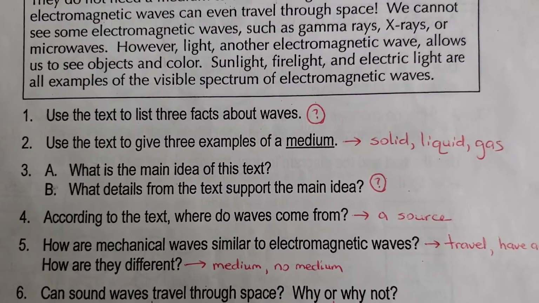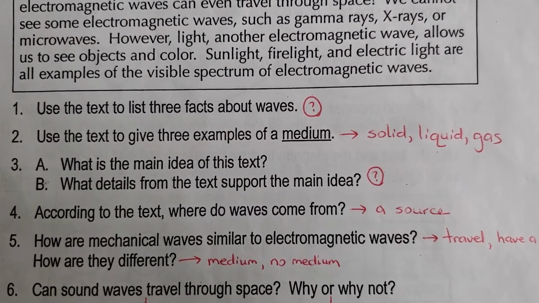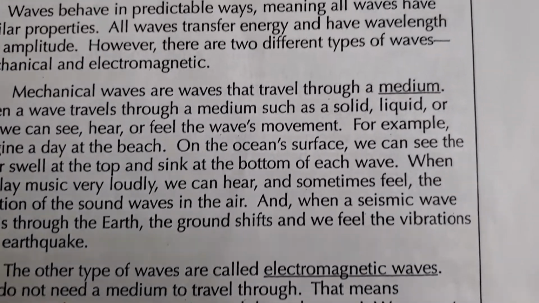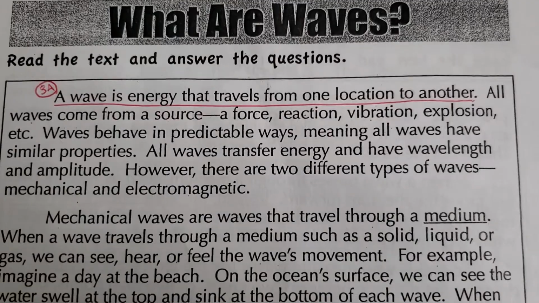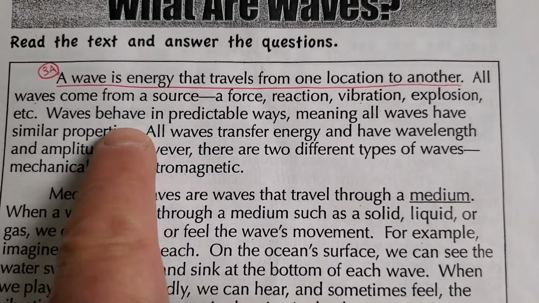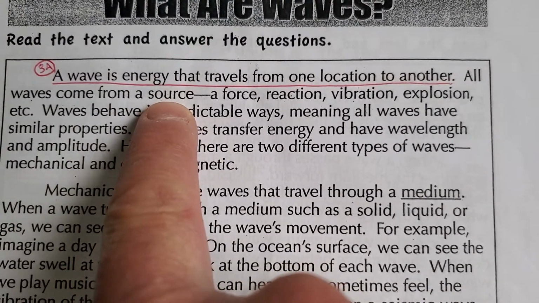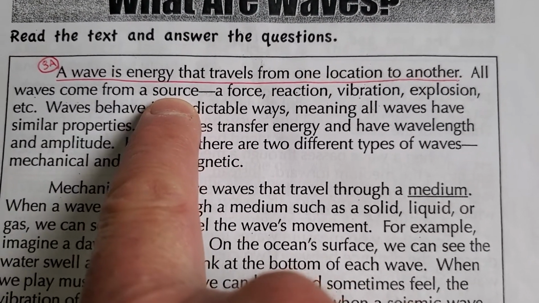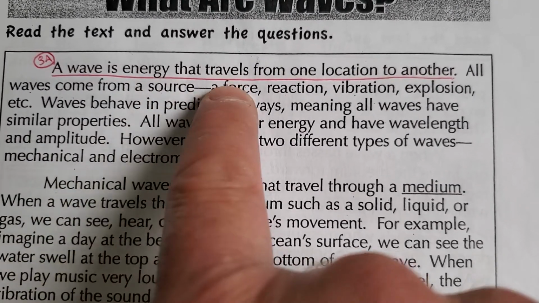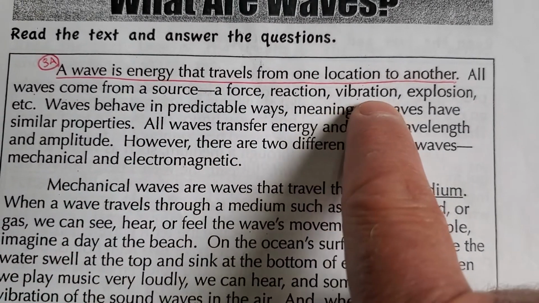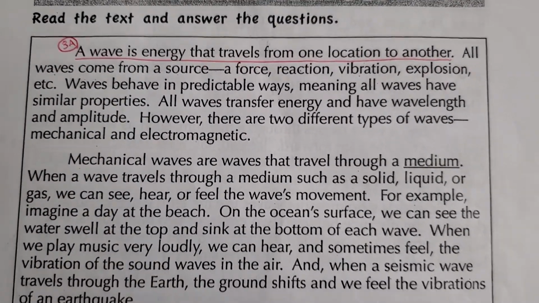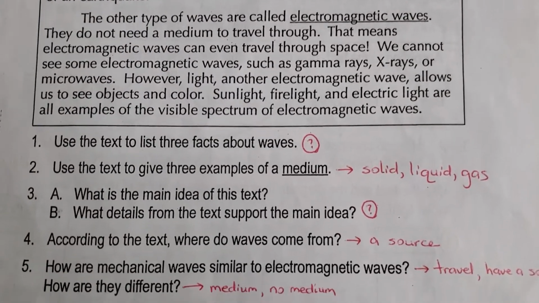Alrighty, let's move on. According to the text, where do waves come from? Well, go back up to that first paragraph. Second sentence starts right over here. All waves come from, there it is, a source. That's your answer. And a source is just something that causes that wave to be produced. Forces, reactions, sometimes vibrations, explosions, all of those are a source. It's where the wave begins.